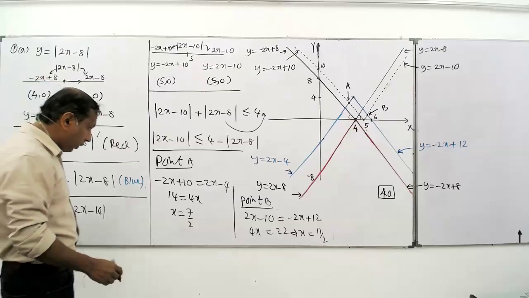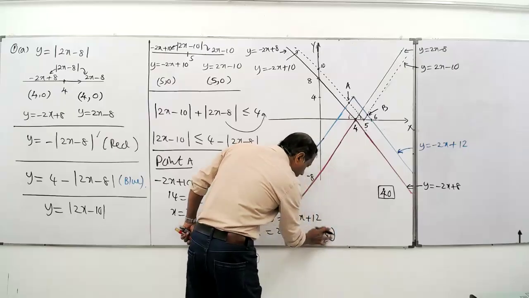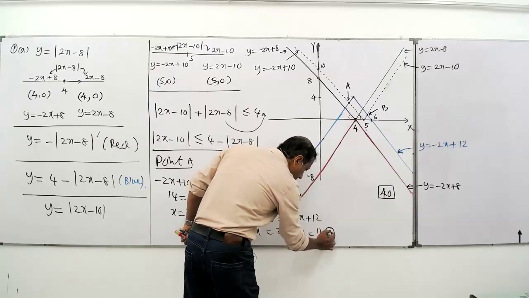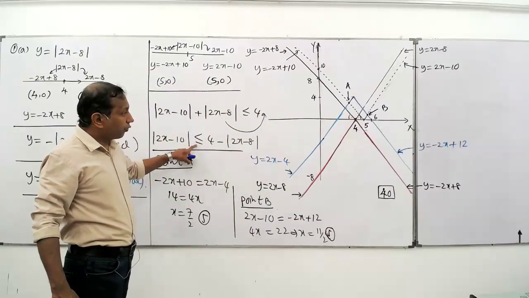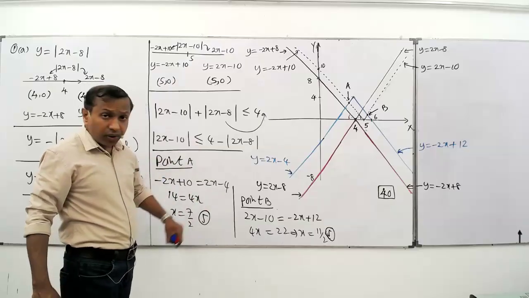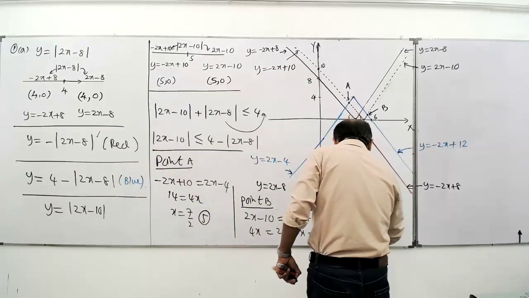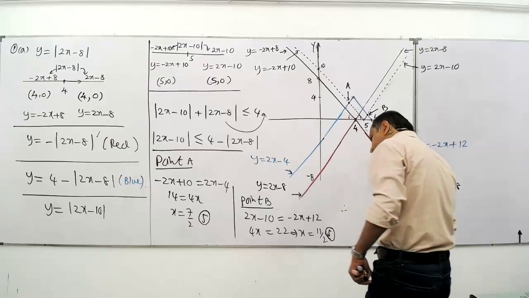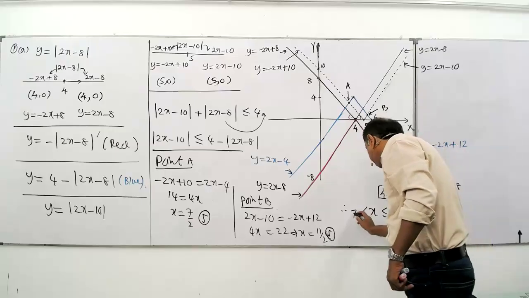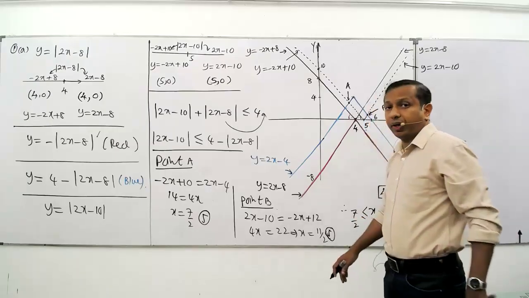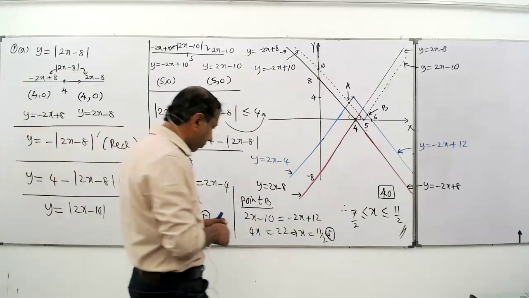So for finding these coordinates, 5 marks are given for each. Then you can write the solution here, no? What is the solution? Here we have the equal sign, therefore this takes place between 7 by 2 and 11 by 2, including both. Understand? So the final answer is x greater than or equal to 7 by 2 and less than or equal to 11 by 2. Okay? Right, this is how we complete that question. For the final answer, you get 10 marks.